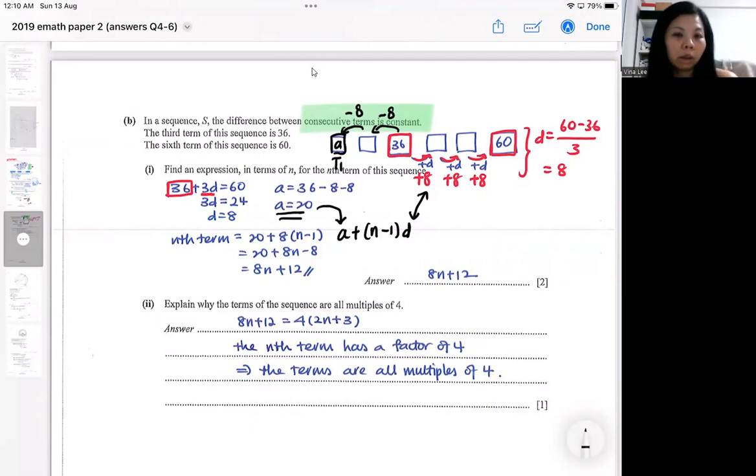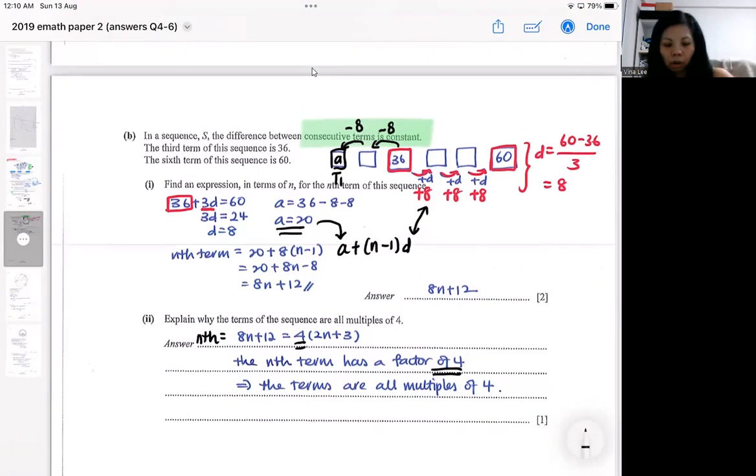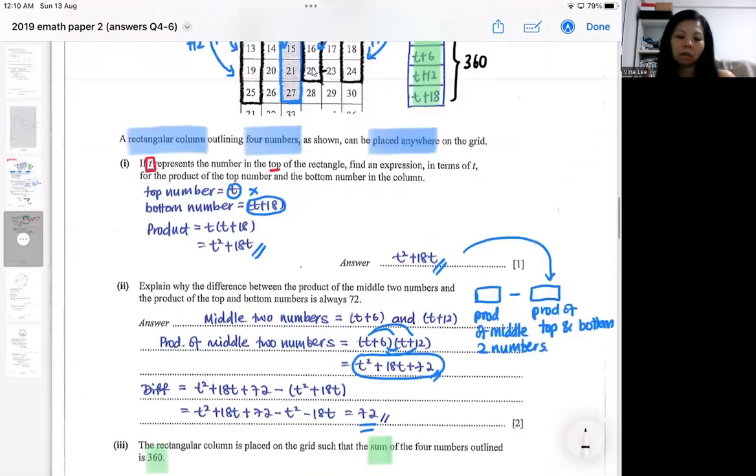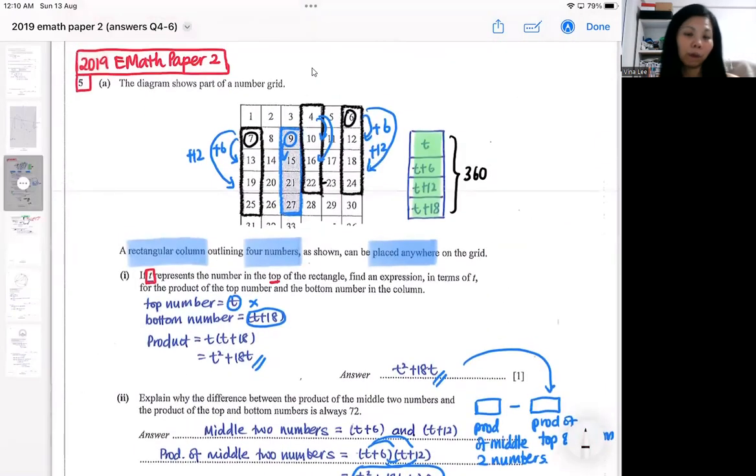And subsequently, your job is to explain why all these are multiples of 4. It's actually quite easy. You just get the nth term. You realize that you can factorize 4 out of the nth term. That means the nth term has a factor of 4. So if the nth term has a factor of 4, that means all the terms will be a multiple of 4. So this whole question has some elements of number pattern and some amount of algebra. So you do need to read on the spot, or else you will find that you couldn't do up the whole question.